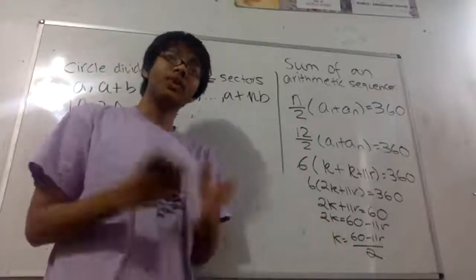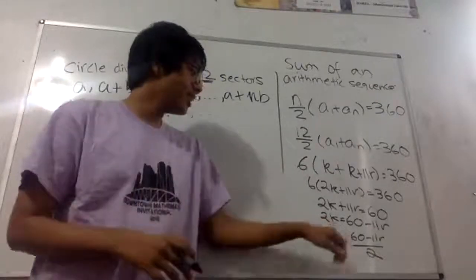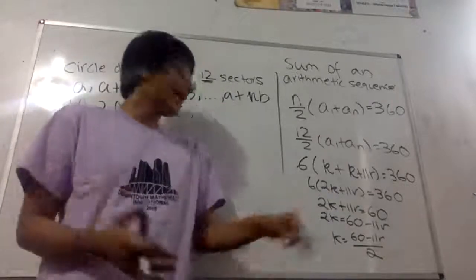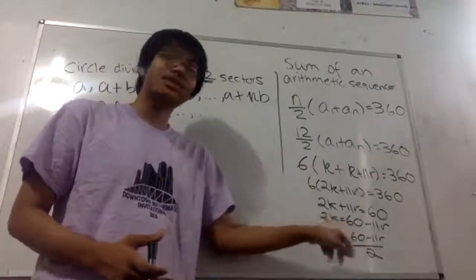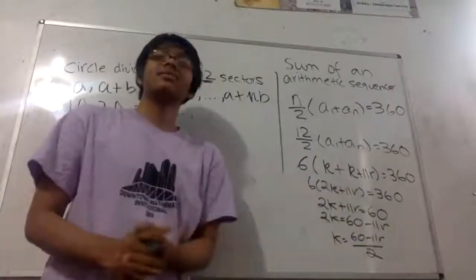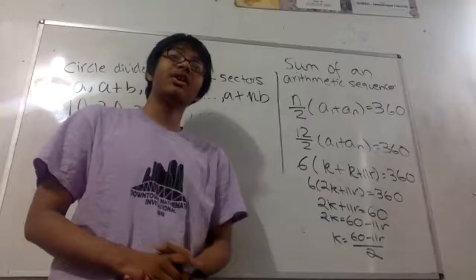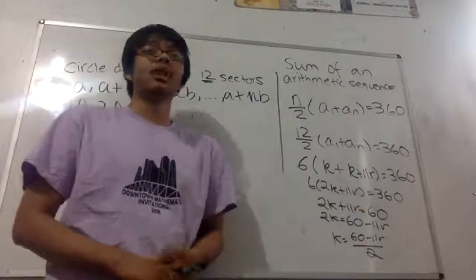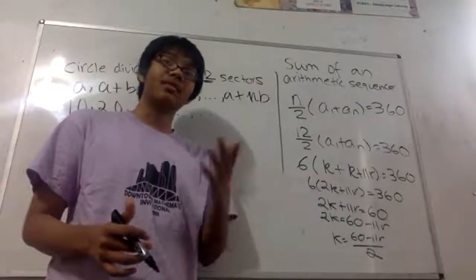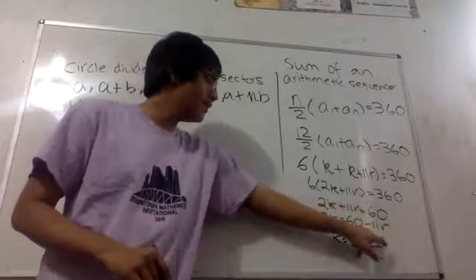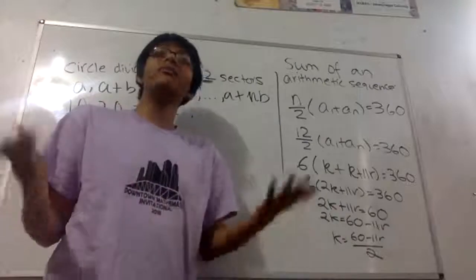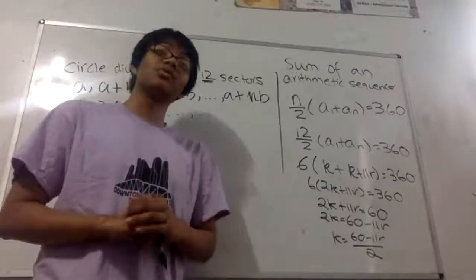How can we solve this? Well, we can solve this in a fairly smart method. We're told that the values of all the sectors are integers. And for this value of k to be an integer, the numerator has to be divisible by 2. What does that mean? If the numerator has to be divisible by 2, 60 minus 11r has to be an even number. And for 60 minus 11r to be an even number, r needs to be even. Why does r need to be even? Well, because even times odd will give us an even number, and even minus even will give us an even number. And all even numbers are divisible by 2. So that's the approach we're going to be taking.